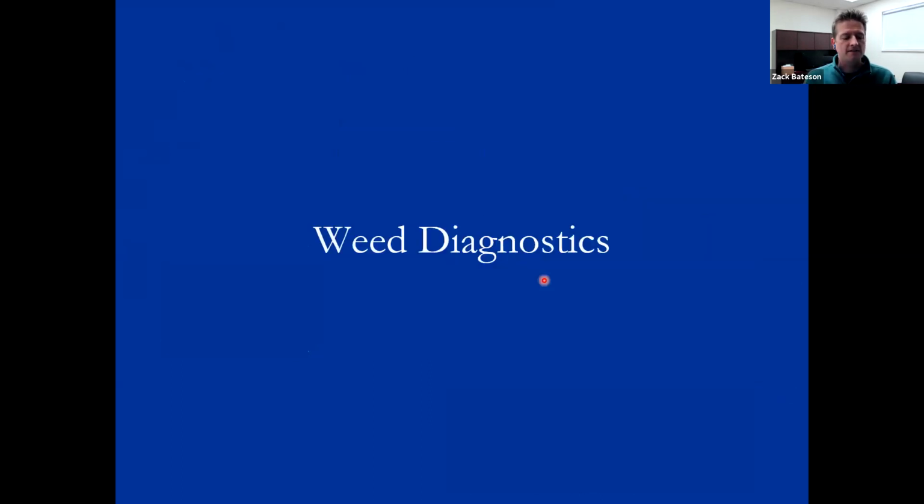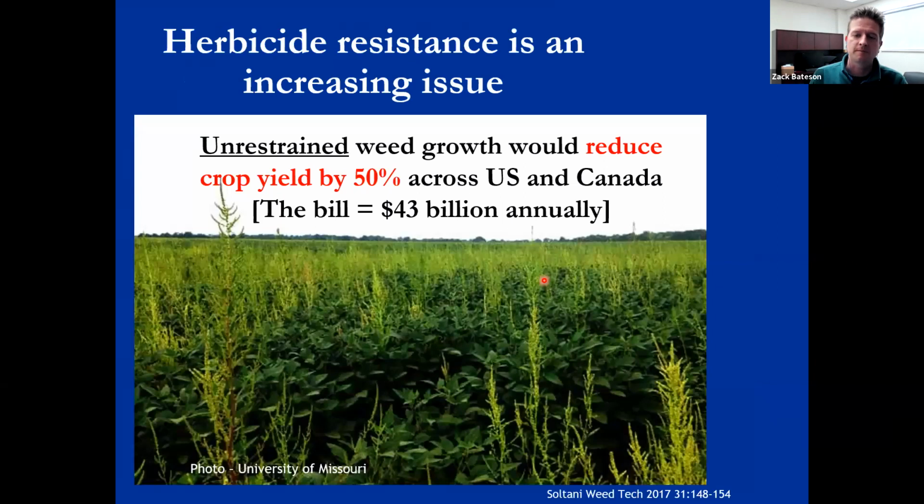And then lastly, for my last 5 to 7 minutes, I wanted to jump into weed diagnostics and what our lab is doing with that type of pest management. So herbicide resistance is an increasing issue. What I mean by that is that there are weeds that are escaping herbicide applications in row crops. And you can kind of see this field right here has a high infestation of weeds.